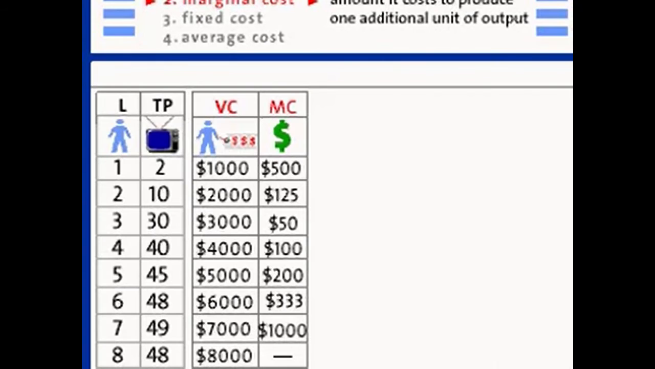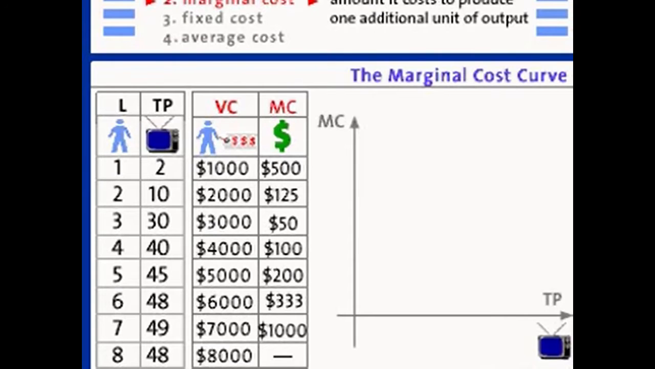And what we'll do is plot the points in a space where we have output on the horizontal axis and cost on the vertical axis. So the first point will be 2 television sets, and the marginal cost of producing an extra television set when you're making 2 is $500. So we'll put a dot right here at 2 televisions and $500. 10 television sets takes the marginal cost down to $125. So I'll put a dot there.